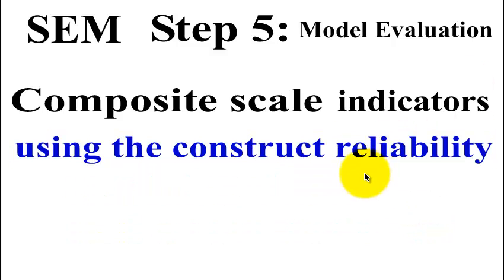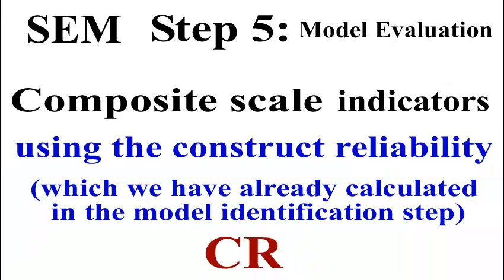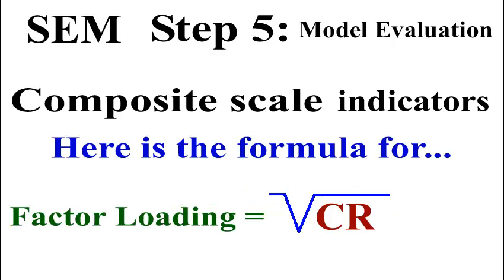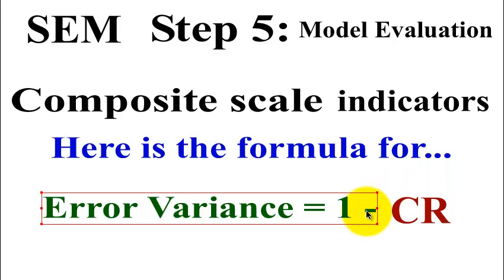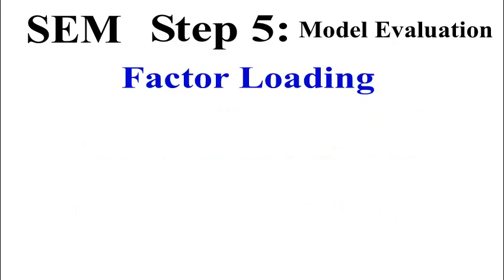If you remember, we did construct reliability in one of the previous chapters, but this is how we're going to create our scale indicators. I'm going to show you where to go back and recalculate your construct reliability if you need to. That's the big CR, construct reliability. Here's the original formula for that. To find a factor loading, you find the construct reliability number, the CR number, and you simply take the square root of it. Error variance is practically as easy. You take the CR and subtract it from 1. That gives you the error variance for each one of the composite scale indicators.